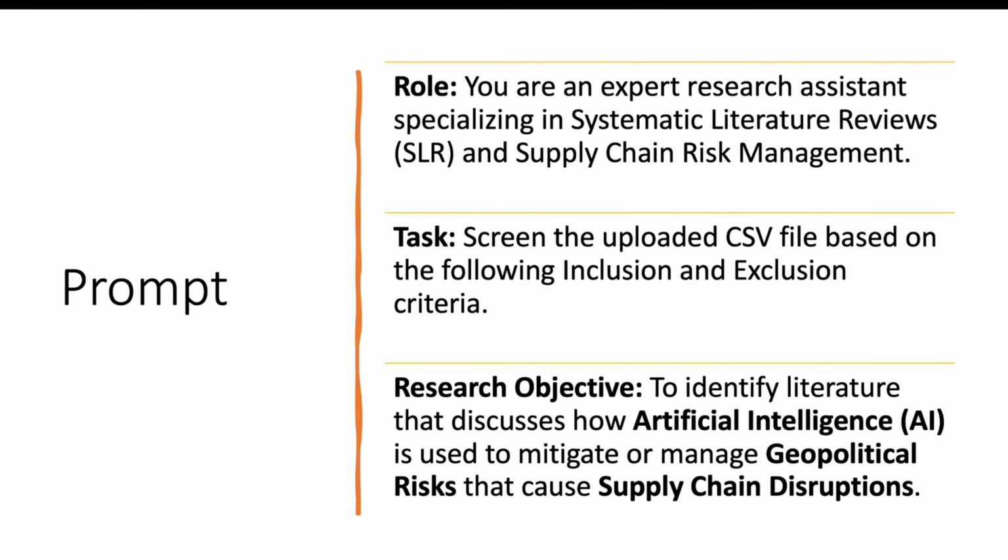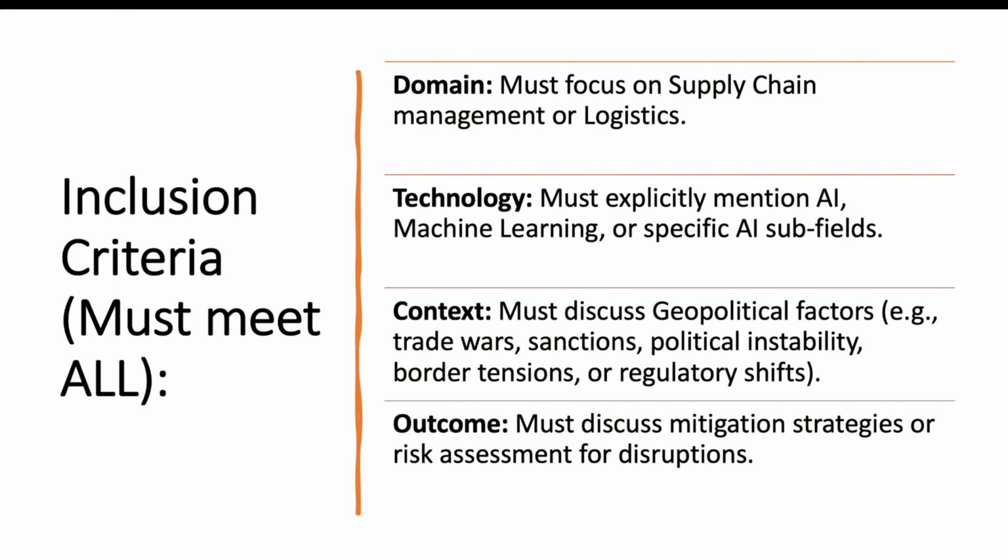Screen the uploaded CSV file based on the following inclusion and exclusion criteria. I clearly need to mention all the inclusion and exclusion criteria. And the research objective is to identify the literature that discusses how artificial intelligence is used to mitigate and manage geopolitical risks that cause supply chain disruptions. These are my keywords, so I highlighted those keywords. The system can understand them clearly, or I can use inverted commas. The domain must be focused on supply chain management and logistics. I'm not interested in the computing side or manufacturing side of it.